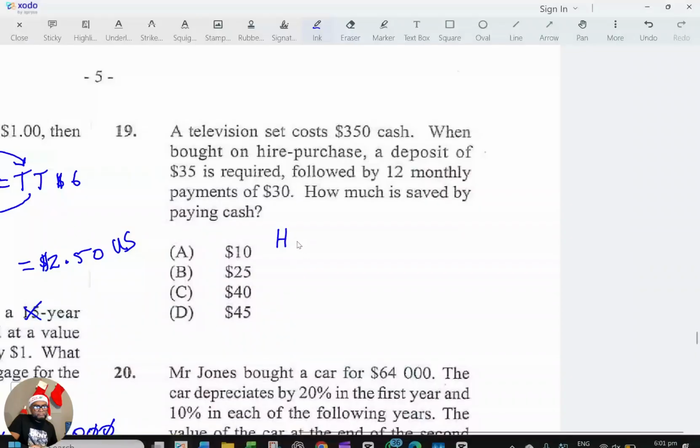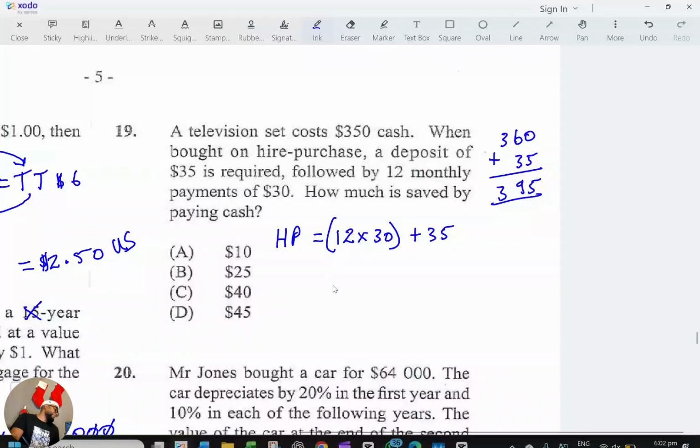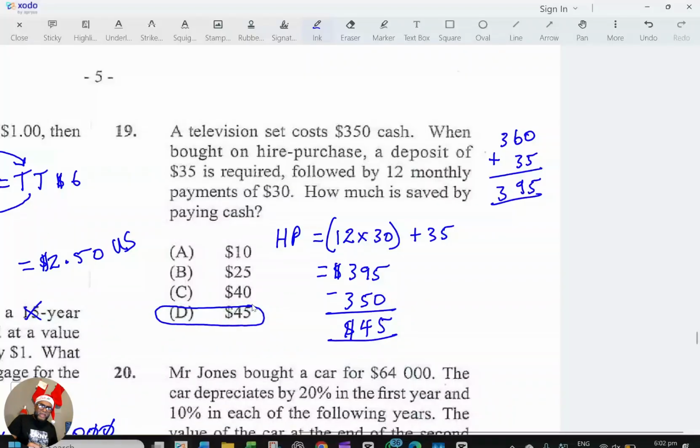You will multiply the 12 by the 30, 12 multiplied by 30. And then you have to add what he paid down, or his deposit, plus 35. 12 by 30 is what? That will be 360. 360 plus 35 will give you 395. 395 would be his hire purchase price. So if he paid cash, how much would he have saved? All I have to do is take away 350. So you have 45. $45 is saved by buying with cash.